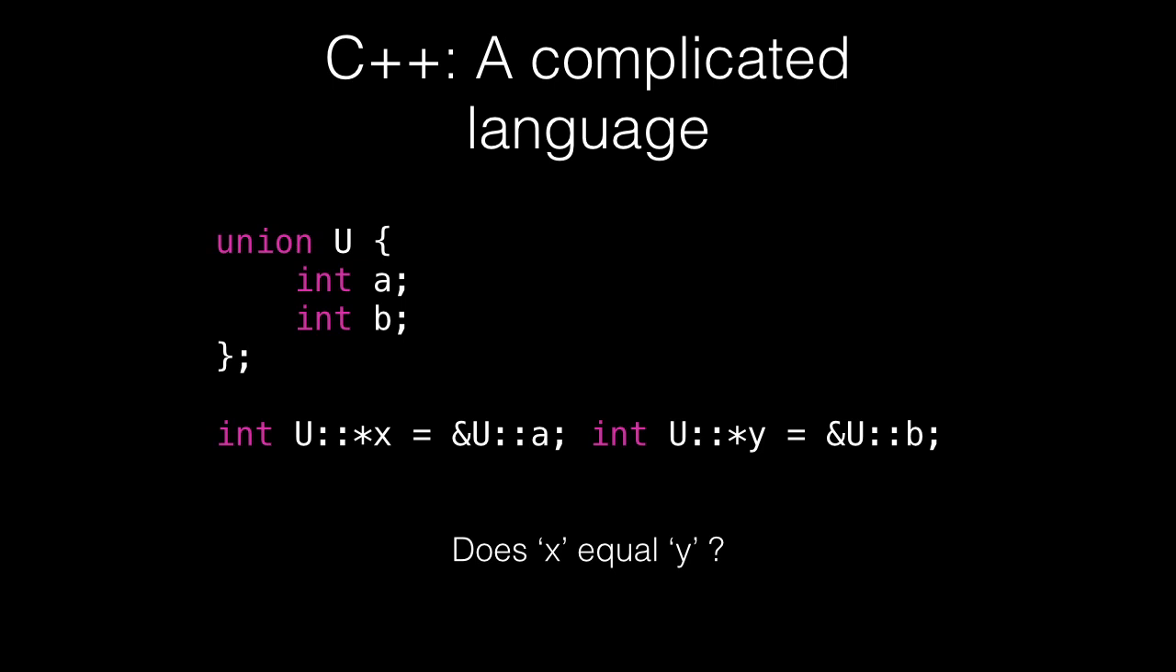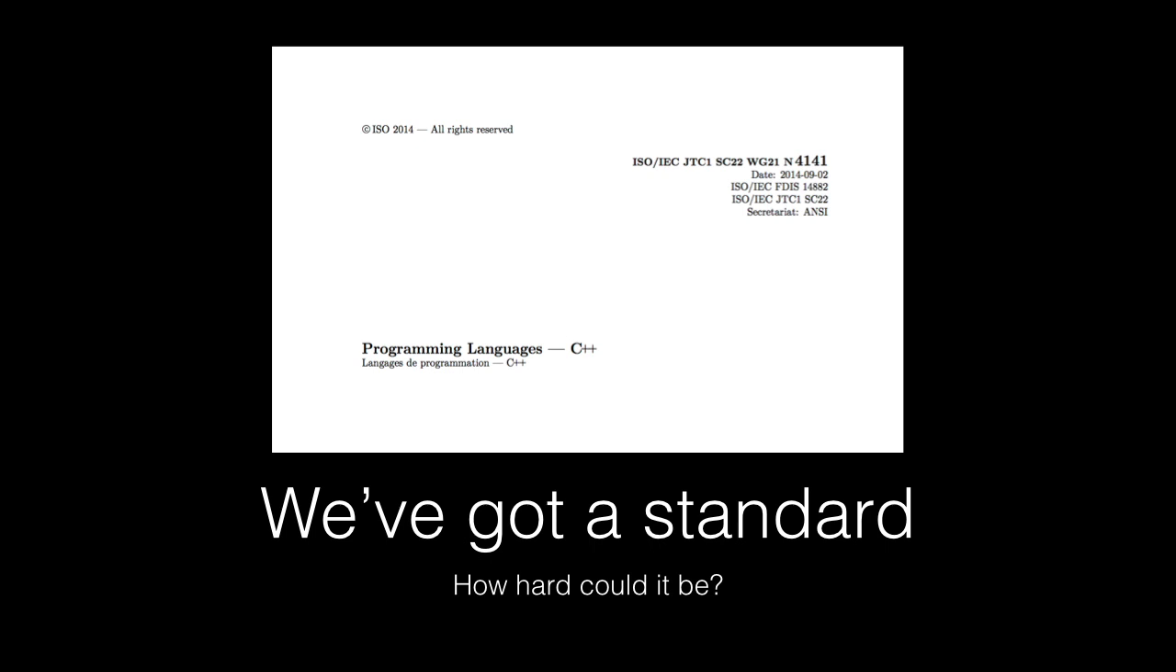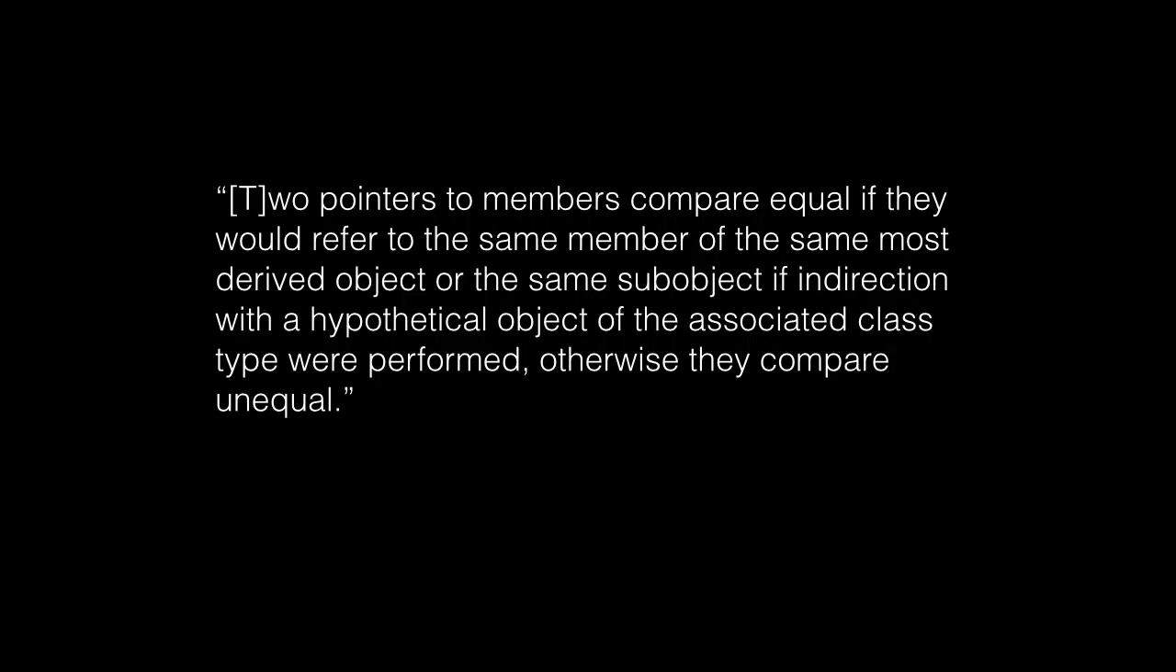Well, it's great, because we don't actually have to think about this. We have a standard. A lot of smart people worked on this. It's got to have the answer, right? And luckily for us, it does have the answer. This is excellent. So two pointers to members compare equal if they would refer to the same member of the same most derived object or the same subobject if an interaction with a hypothetical object of the associated class type were performed. Otherwise, they compare unequal.